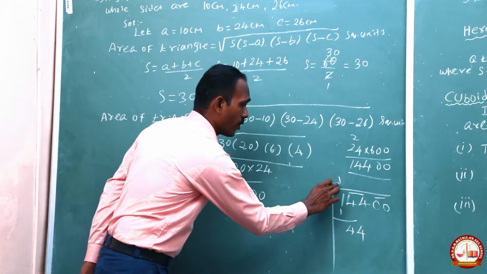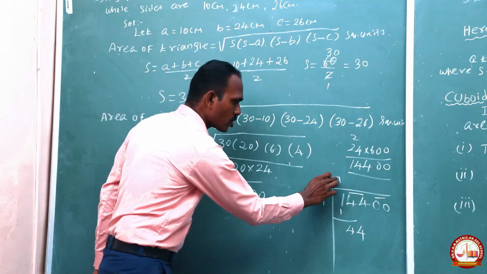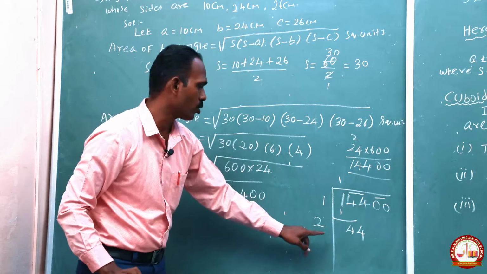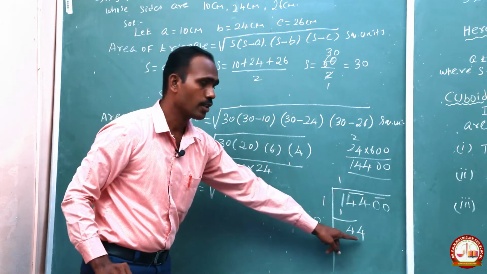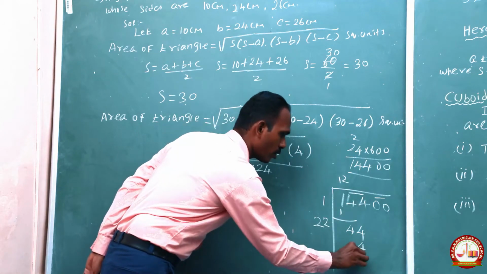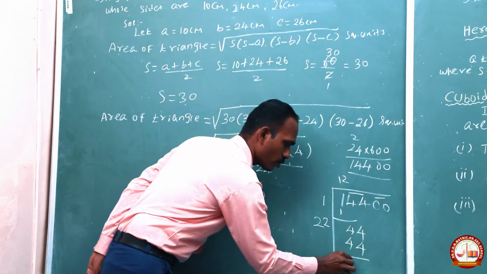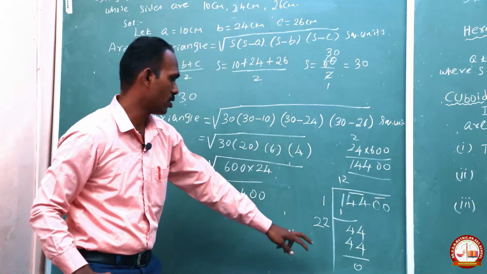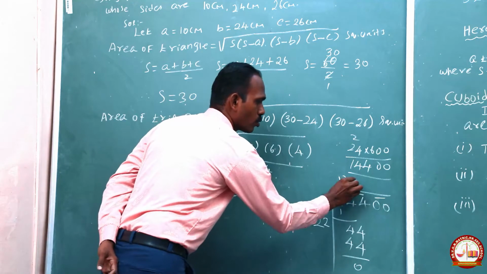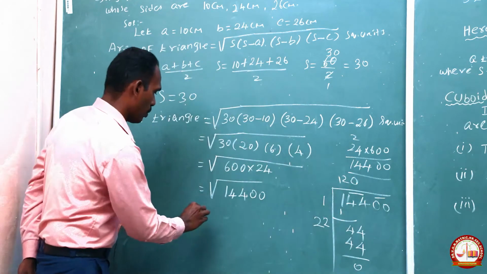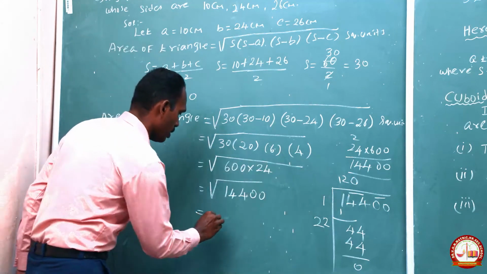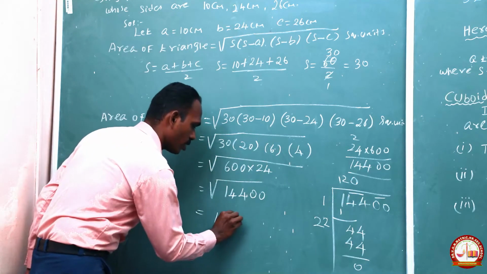So we multiply with 2, 1 into 2s are 2, and then which number we put here to get the 4 2, so we put the 2, so 2 2s are 4, and then 2 2s are 4, so the remainder is 0. Here you have the 2 zeros, so you put 1 0. So the square root of 14,400 is 120, so the answer is 120.